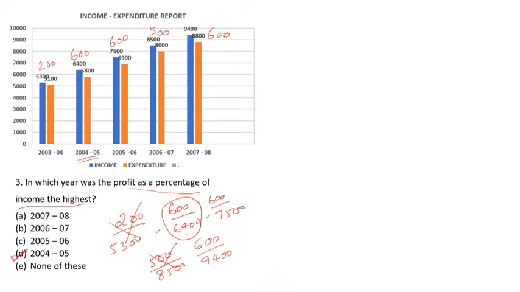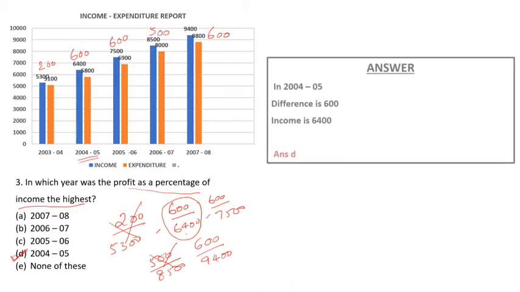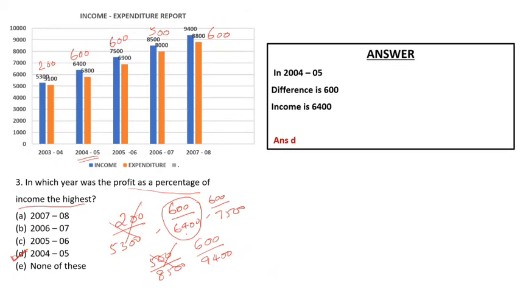Let us see the answer for this question. So the answer is here. In 2004-5, the difference is 600. Income is 6,400. So we have answer D as the correct answer. So kindly understand the question and kindly note it.